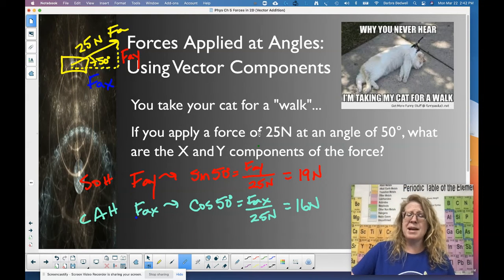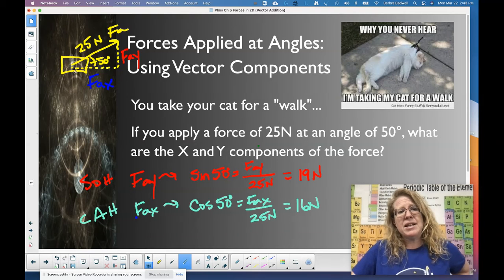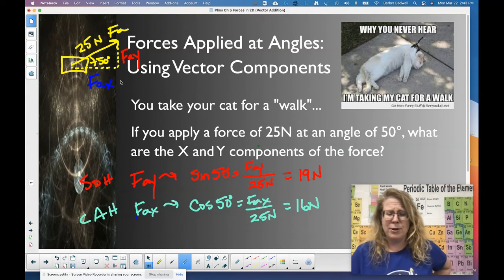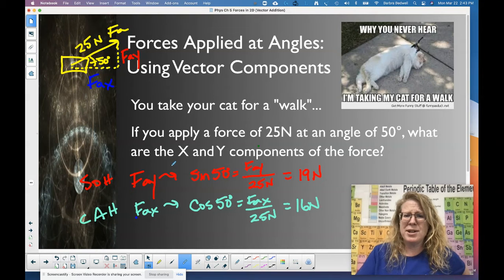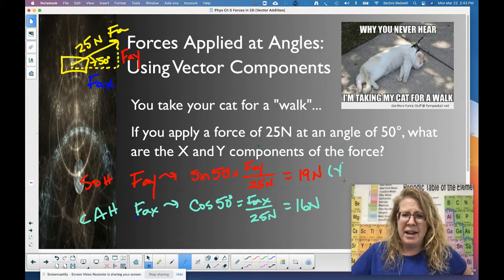In other words, as I'm pulling my cat across the floor with a force of 25 newtons, about 16 newtons of force is being used to pull him horizontally, and about 19 newtons of force is the vertical component, basically just me bending over and dragging him across the floor. So I think we're going to use these in our next bit. So that's our x and y components. This one here is equal to y, and this one here was equal to x.